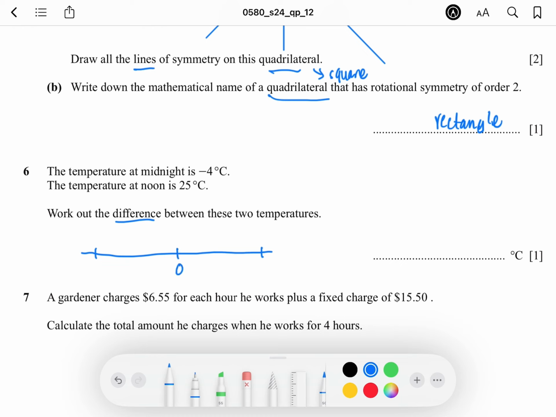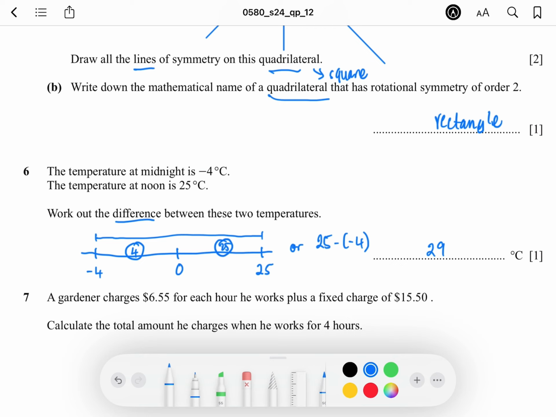Tengah-tengah kosong. Sebelah kanan positif 25. Sebelah kiri negatif 4. Artinya berapa dari sini sampai sini? Banyak cara. Sini ada berapa buting nombor? 4 nombor. Sini ada berapa buting nombor? 25. So total berapa buting nombor? 29. Or the bigger number 25 tolak negatif 4.